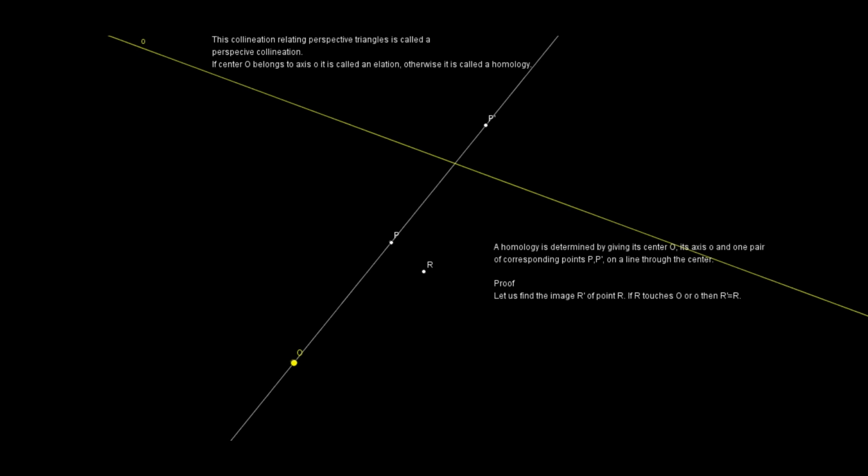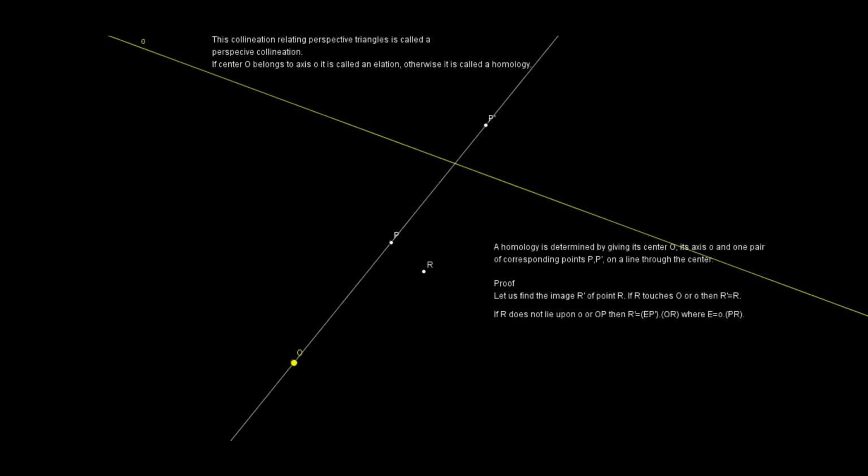Well, firstly, the degenerate cases, obviously if R touches the axis or if R touches the centre, then it's going to be invariant. So in those cases it's trivial because R' is equal to R. So let's suppose that's not the case. And also, just for now, let's suppose that R doesn't belong to this line OP. So it's a kind of randomly chosen point. How do we find R' in this case?